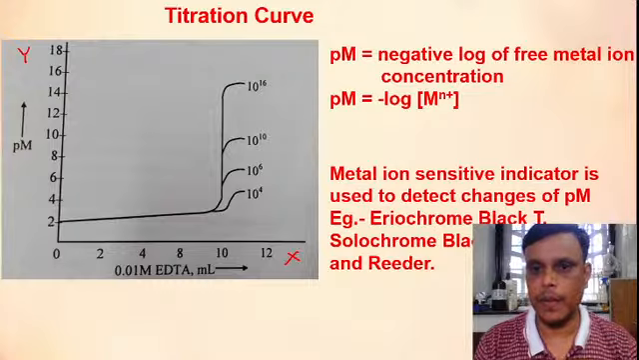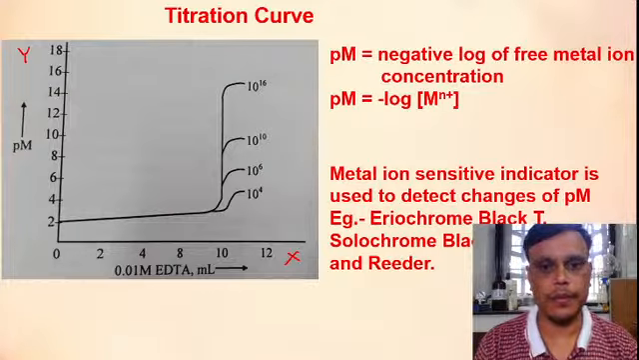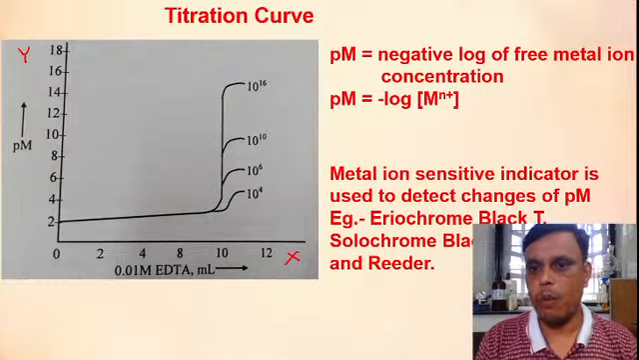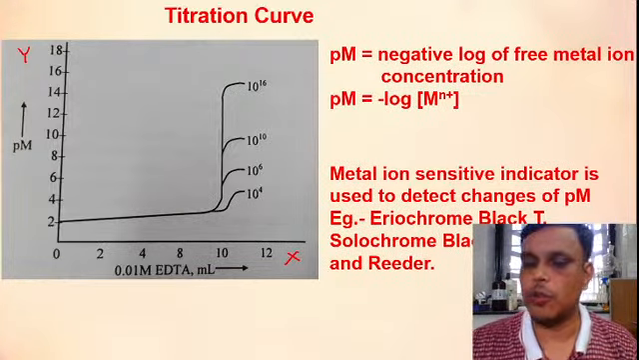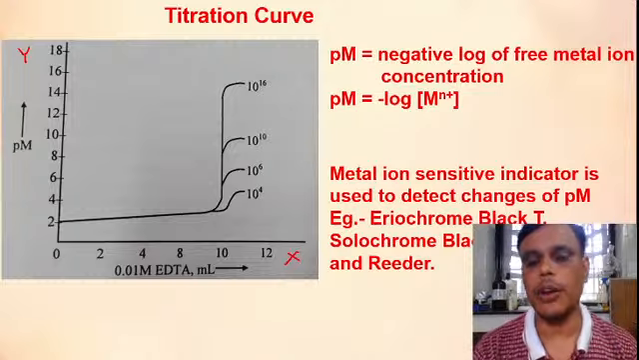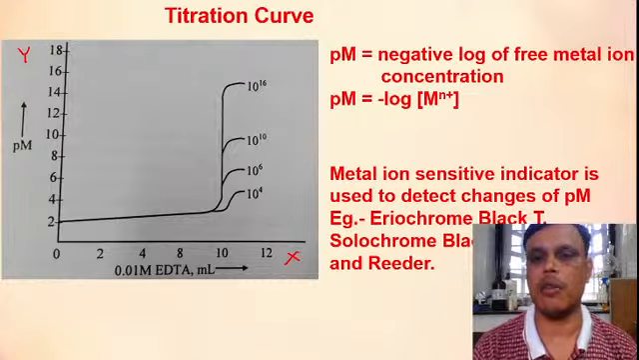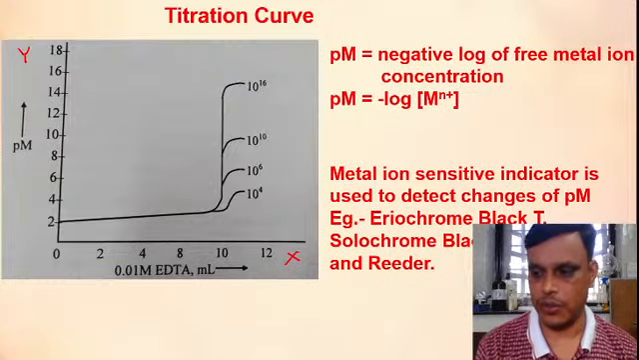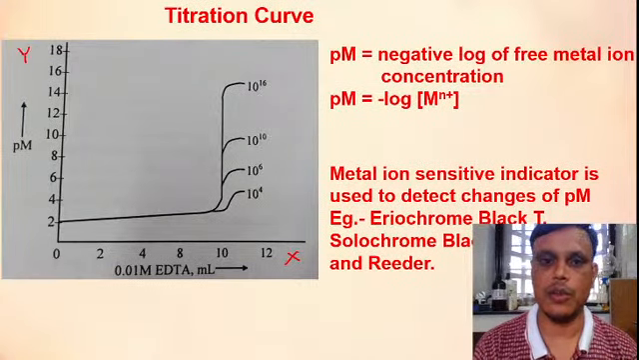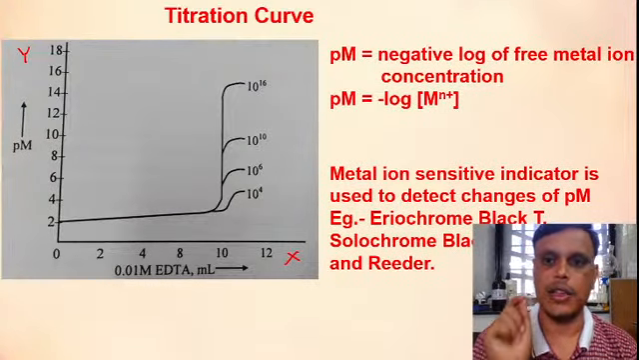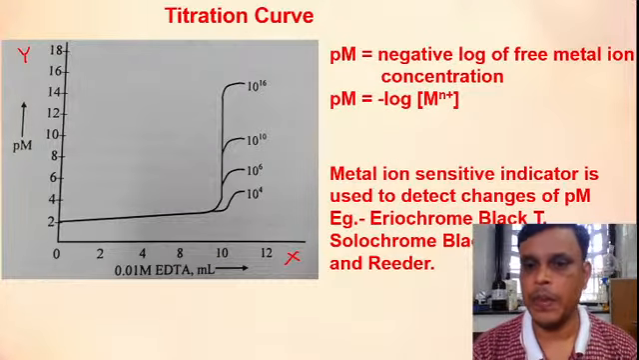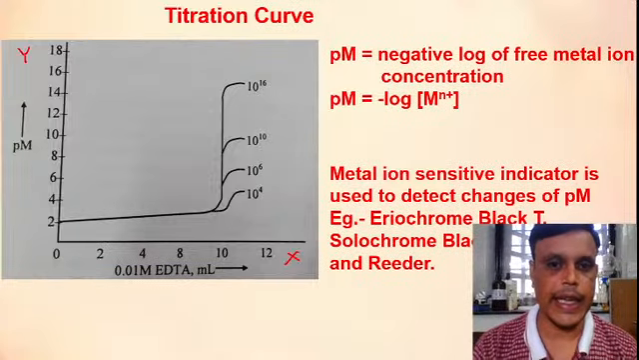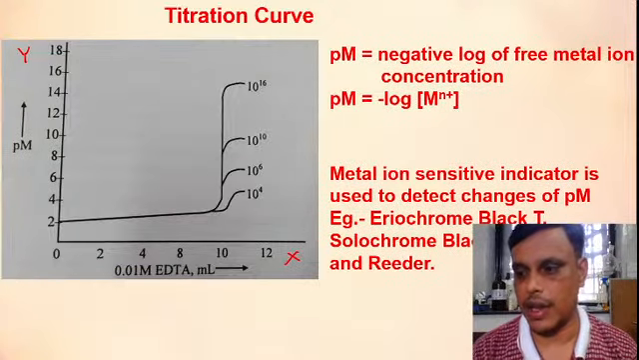Understood up to this? Normal indicators which we used in neutralization reactions are not used here. Here metal ion sensitive indicators are used. Please remember this. For example, Eriochrome Black T, Solochrome Black T, and Patton and Reeder. EBT, SBT, and Patton and Reeder indicators are used.